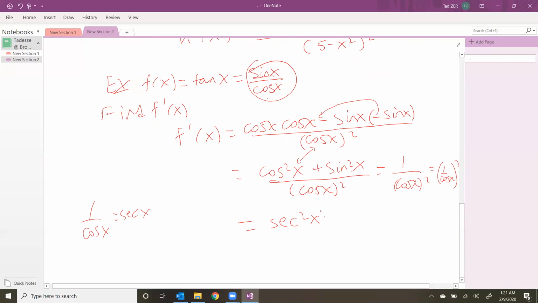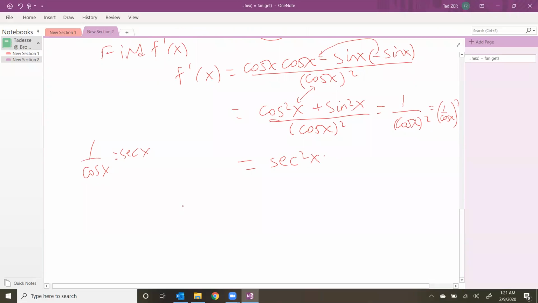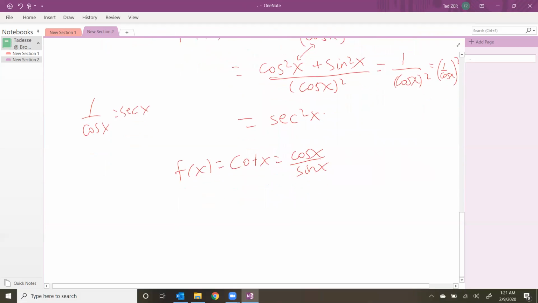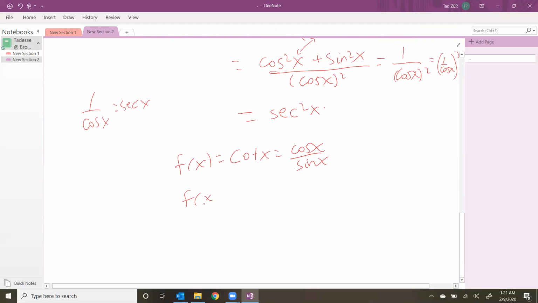Similarly, you can prove the derivative of cotangent of x, which is nothing but cos x divided by sine x. Just follow the same steps. It's exactly the same thing. If I ask you what the derivative of sec x or cosec x is, sec x means 1 over cos x, and cosec is 1 over sine x. So you can use the quotient rule.